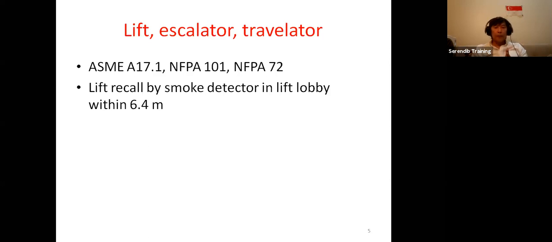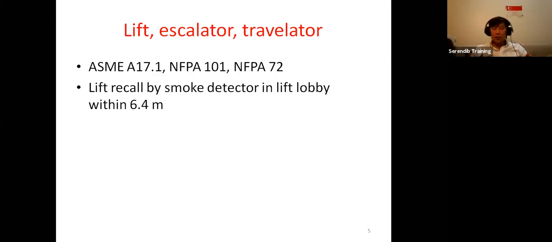But at the same time, when the smoke has been very close to the lift lobby, it is going to compromise the fire compartment of the lift shaft. That's where the lift needs to be stopped, recalled to the ground, and stopped. Otherwise, people can continue using the lift.